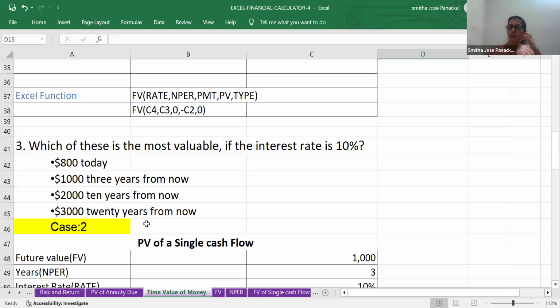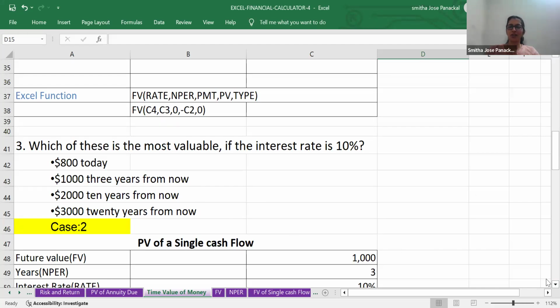Can you give an 800 guess? The answer is already given there. Case 2, $800 today. Why? How did you take a decision by simply looking at the figures?